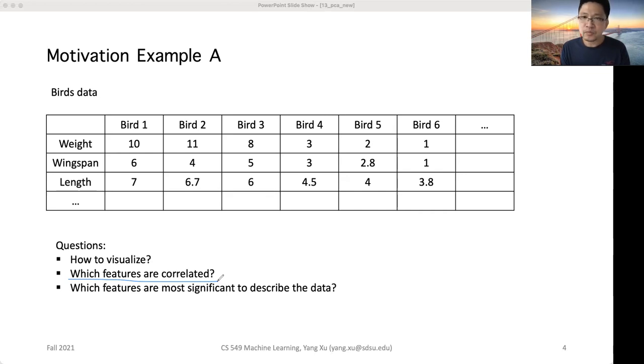So the question is, which ones we should use as the most significant representatives for describing the data, to describe the birds in this case, right? So all these questions are important and can be solved with the technique PCA that we're gonna introduce today.